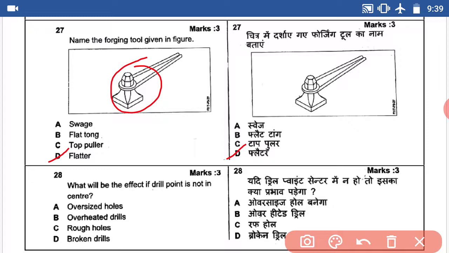Question number 28. What will be the effect if drill point is not in center? This question answer unequal alloy chip, or broken drill. So this question answer broken drill. Unequal alloy chips not here. So answer broken drill. D.